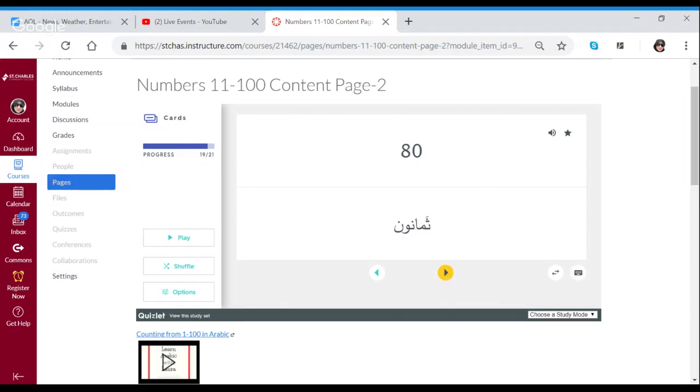Themanun. How do we say 81? Wahid wa Themanun. 82. Ithnan wa Themanun. Good. 83. Thalatha wa Themanun. Good. 84. Arba wa Themanun. 85. Khamsa wa Themanun. Good.